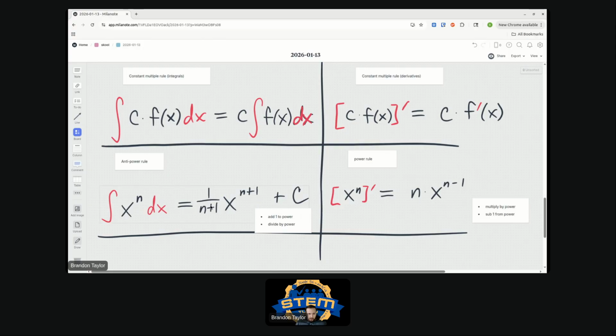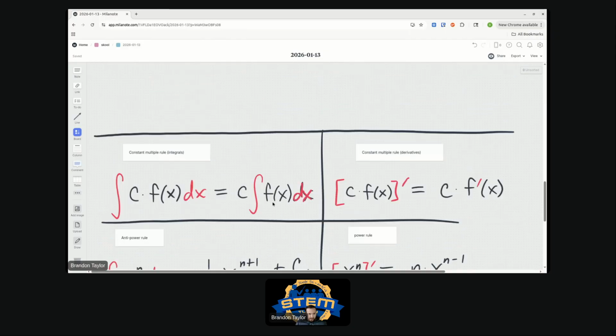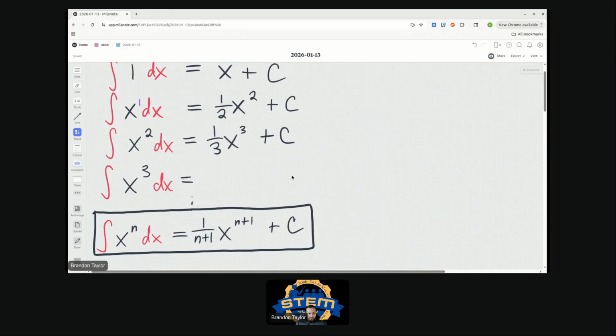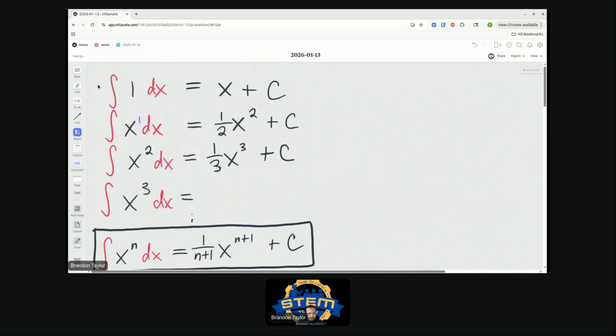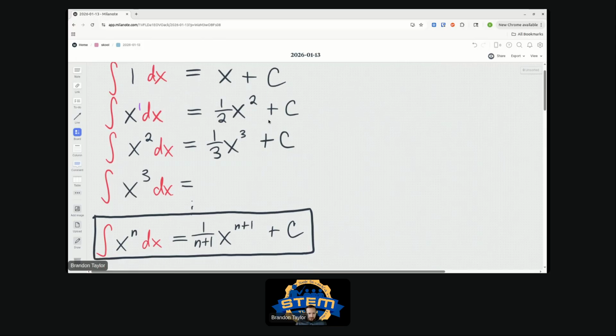This is just one example, but this is the anti-power rule. And you can use this, like I said, to take the integral now of basically any polynomial, like x squared, x cubed, x to the 400th power, x to the negative 400th, like 1 over x cubed. You can do basically anything. So there you go. Hopefully that makes sense.